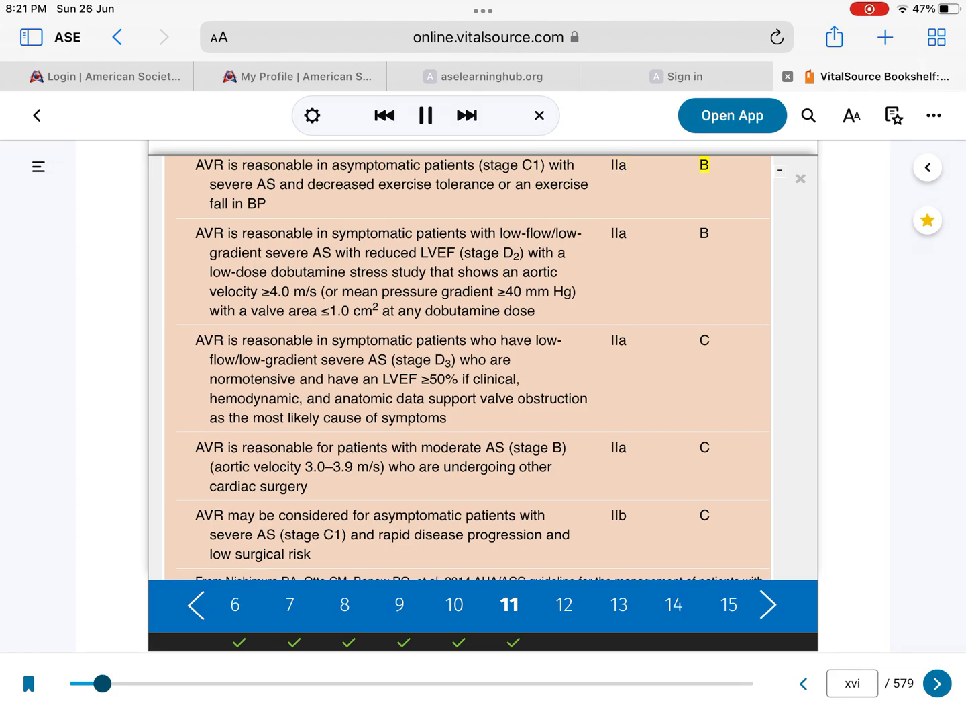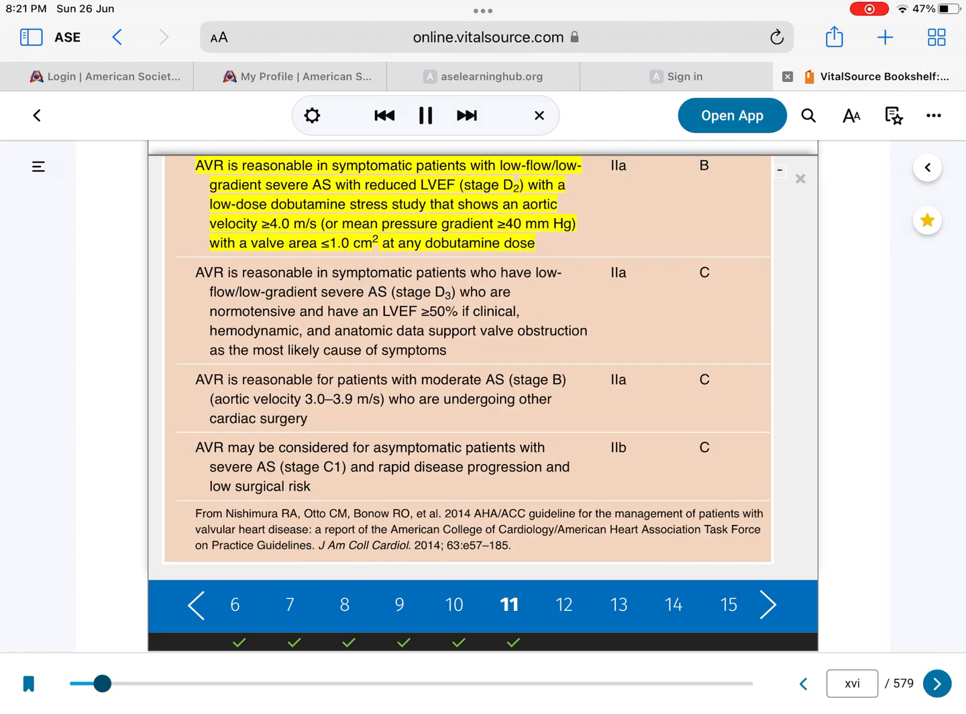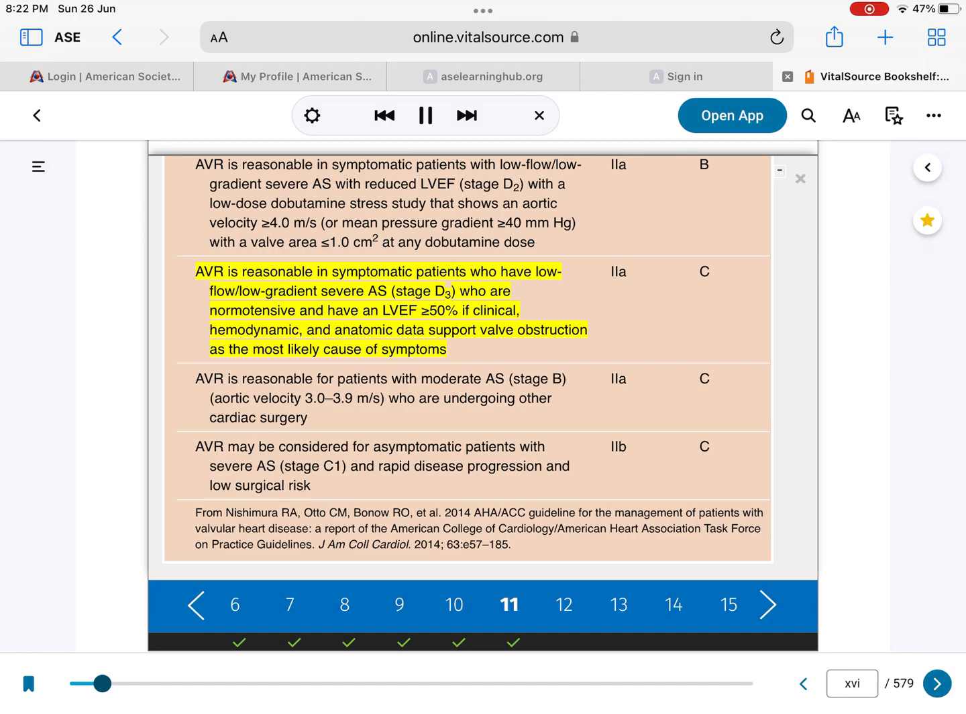IIa, Level B. AVR is reasonable in symptomatic patients with low-flow low-gradient severe AS with reduced LVEF, Stage D2 with a low-dose dobutamine stress study that shows an aortic velocity ≥4.0 m/s or mean pressure gradient ≥40 mmHg, with a valve area ≤1.0 cm2 at any dobutamine dose. IIa, Level B. AVR is reasonable in symptomatic patients who have low-flow low-gradient severe AS, Stage D3, who are normotensive and have an LVEF ≥50% if clinical, hemodynamic, and anatomic data support valve obstruction as the most likely cause of symptoms.